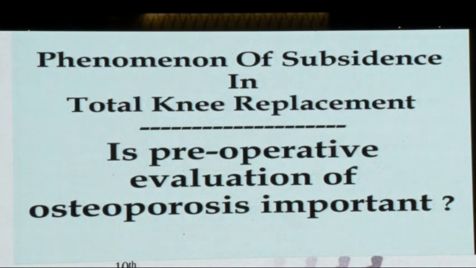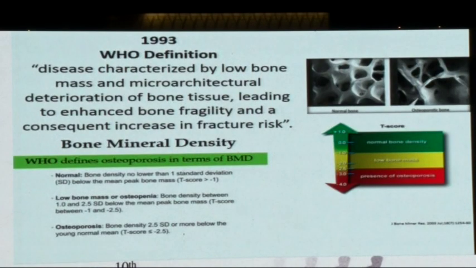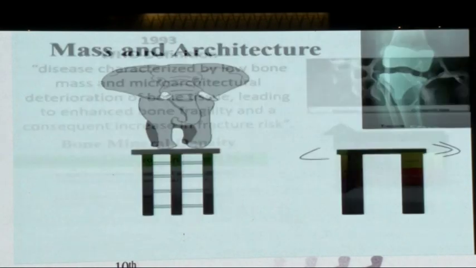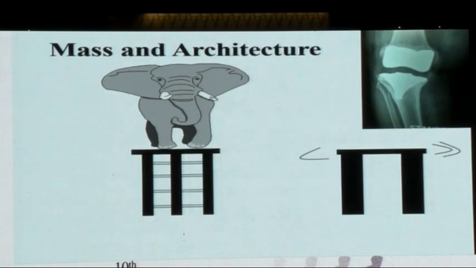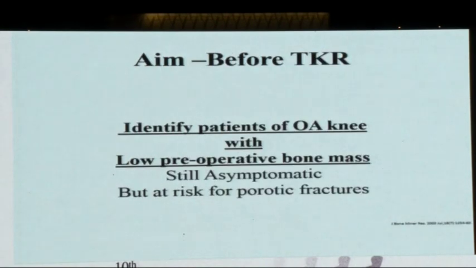So with this phenomenon of subsidence in total knee replacement, there is the moot question: is pre-operative evaluation of osteoporosis important? All of us know what is normal: T-score -1, osteopenia -1 to -2.5, and real osteoporosis -2.5. We are all familiar that with a proper architecture you can put more load. So architecture of the bone becomes very important.